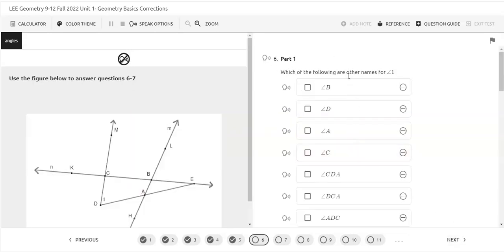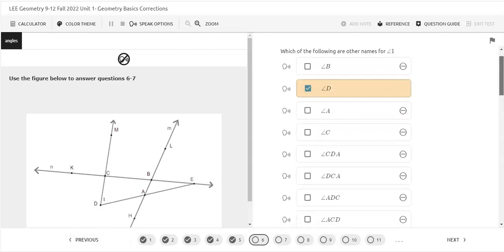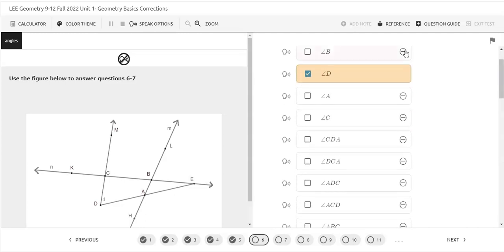Number 6, we want to find other names for angle 1. So this is angle 1 right here. So we can call it angle D because there's only one angle at that vertex. And so we know it's not going to be angle B, angle A, or angle C because this is not at the vertex.